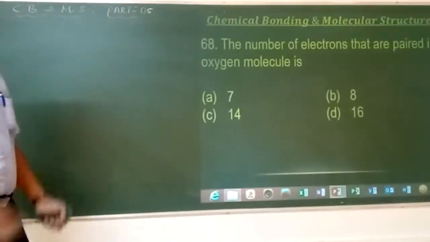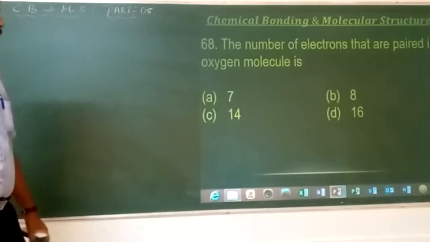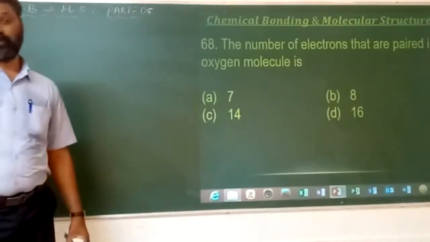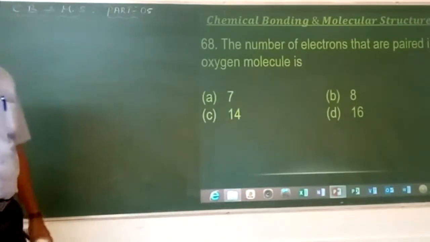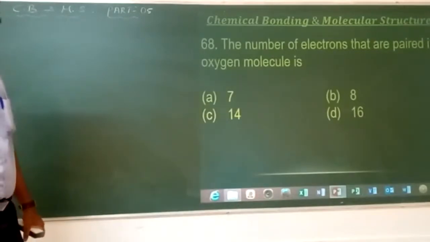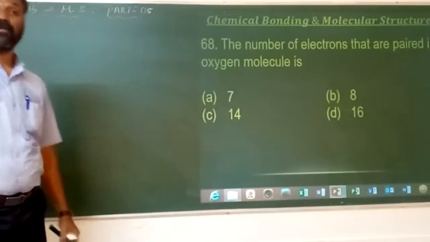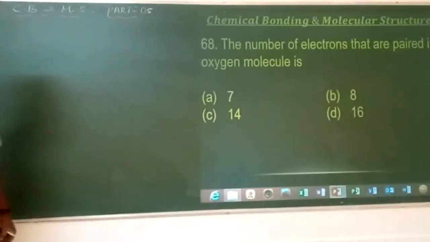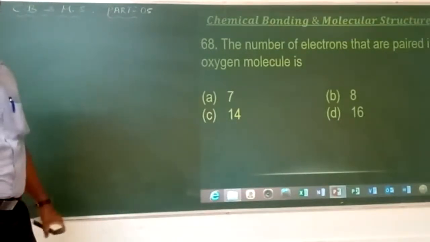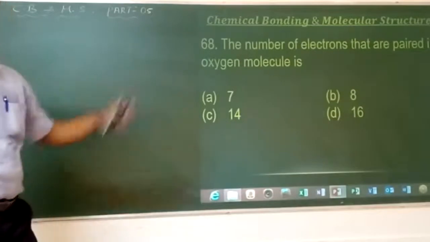The number of electrons that are paired in the oxygen molecule, without any calculation we can directly mention. How many unpaired electrons are present in the oxygen molecule? Oxygen is actually 16. Among that, how many unpaired electrons are there? 2. Therefore, how many paired electrons are there?